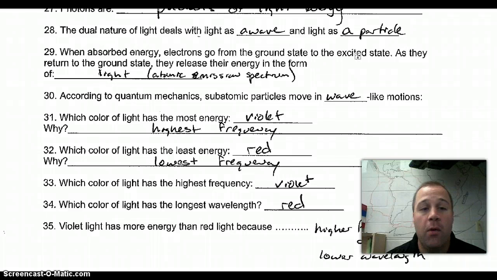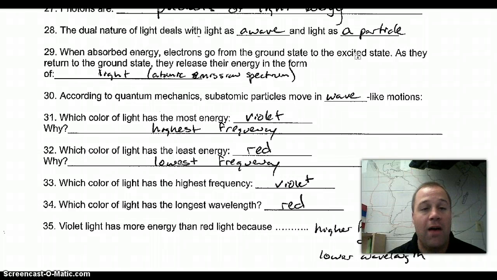When those electrons absorb energy, they go from a ground state up to what's called an excited state. When they release that energy, so that's unstable, they fall back down from an excited state to a ground state, they release light in the form of an atomic emission spectrum, or it's also called a line spectrum. The big thing to know there is the light always comes when an electron falls from a higher energy level to a lower energy level.